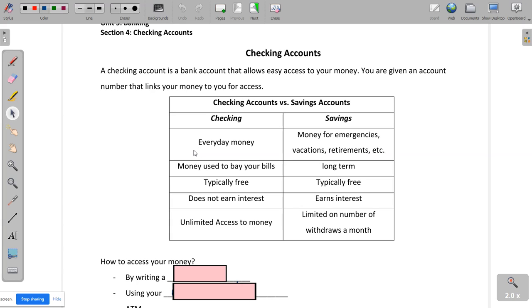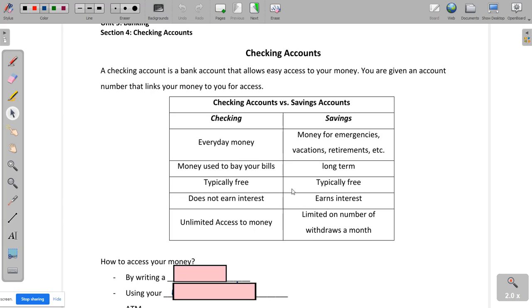Checking accounts are more for your everyday money, while savings is money you're saving for. So, money for emergencies, vacations, retirements, etc. A checking account should be the money that you use to pay your bills, while your savings account is more of your long-term money.